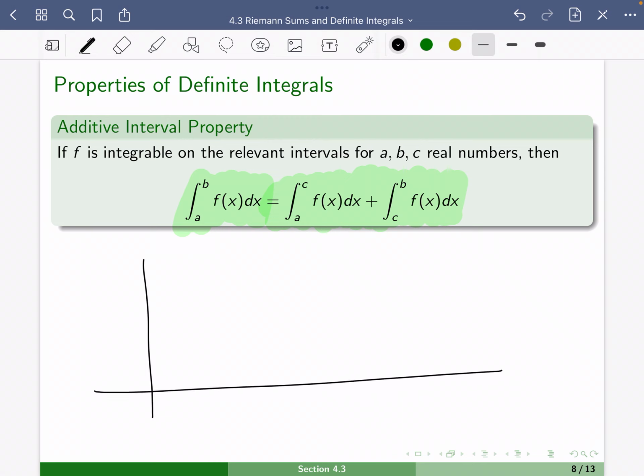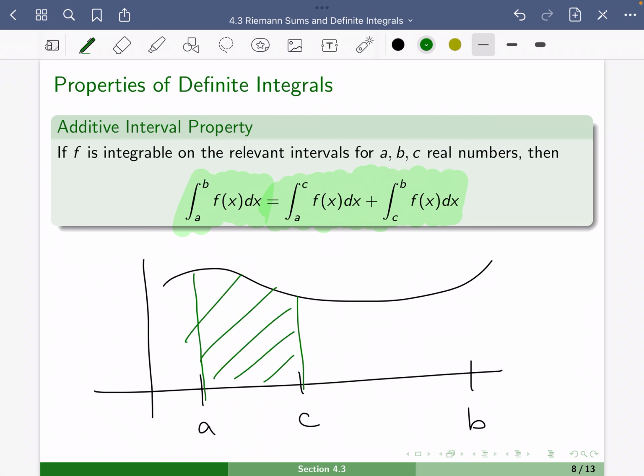Again, I think we could convince ourselves that this is true. If this is a and this is b, let's place c between them. C does not have to be between them, but I'm going to place c between. The integral from a to c gives us that area. The integral from c to b would be that area. If we add those two areas together, we have the total area from a to b. So if we're going from a to b, we can split it up and go from a to c and then go from c to b.